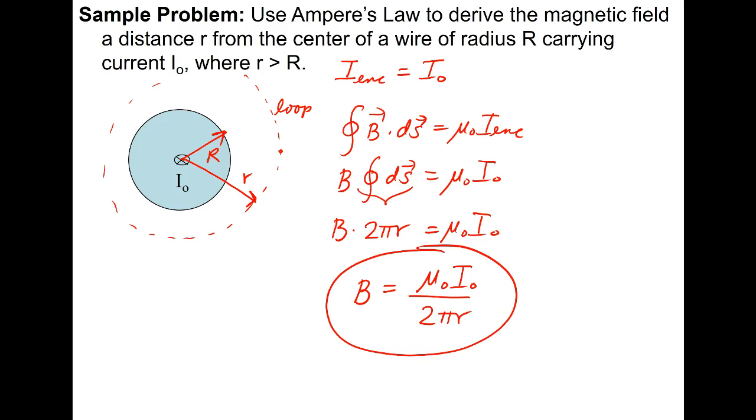Now there are ways to get to Ampere's law from more basic principles, but that's sort of beyond the scope of this course. But notice that this is what we said the magnetic field was for a current carrying wire. So that's really cool. Now, there's our Amperian loop.